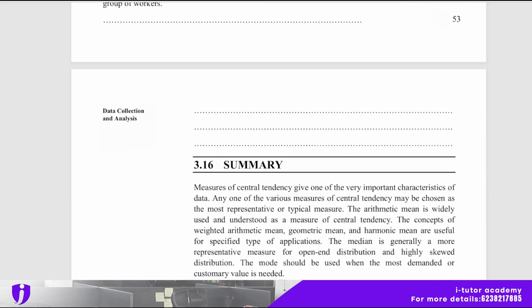Measures of central tendency give one of the very important characteristics of data. Any one of the various measures of central tendency may be chosen as the most representative or typical measure. The arithmetic mean is widely used and understood as a measure of central tendency. The concepts of weighted arithmetic mean, geometric mean and harmonic mean are useful for specified types of applications. The median is generally a more representative measure for open-end distributions and highly skewed distributions. The mode should be used when the most demanded or customary value is needed.